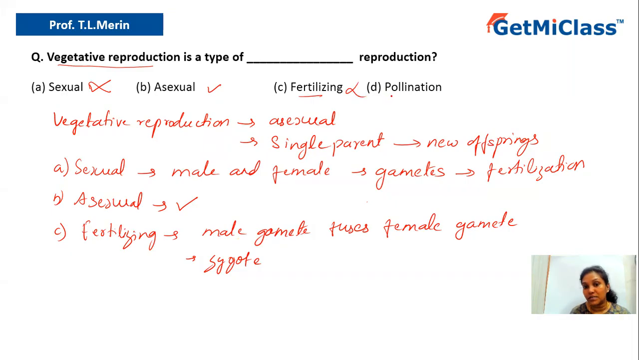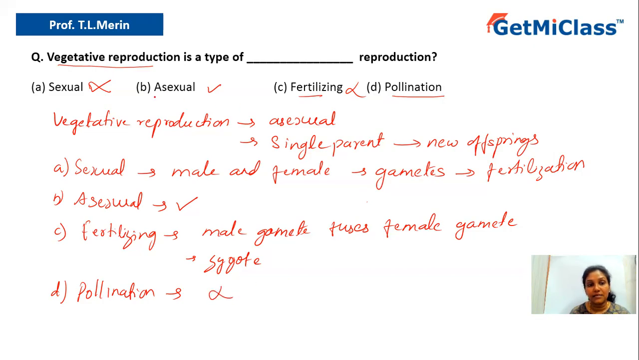Now option D. Option D says pollination. Pollination is a process which occurs during sexual reproduction in plants. Hence option D is ruled out because pollination is nothing but the transfer of pollen grains. Pollen grains are the male gametophytes. They contain haploid cells. They consist of one generative cell and one tube cell. You can also call them the generative nucleus and tube nucleus. And that is involved in sexual reproduction. Hence, option D, pollination, is also ruled out.